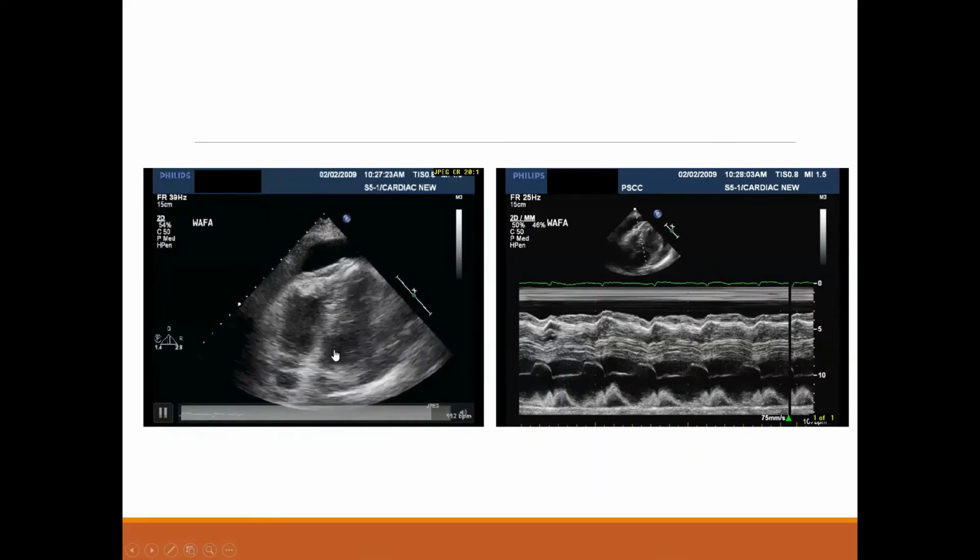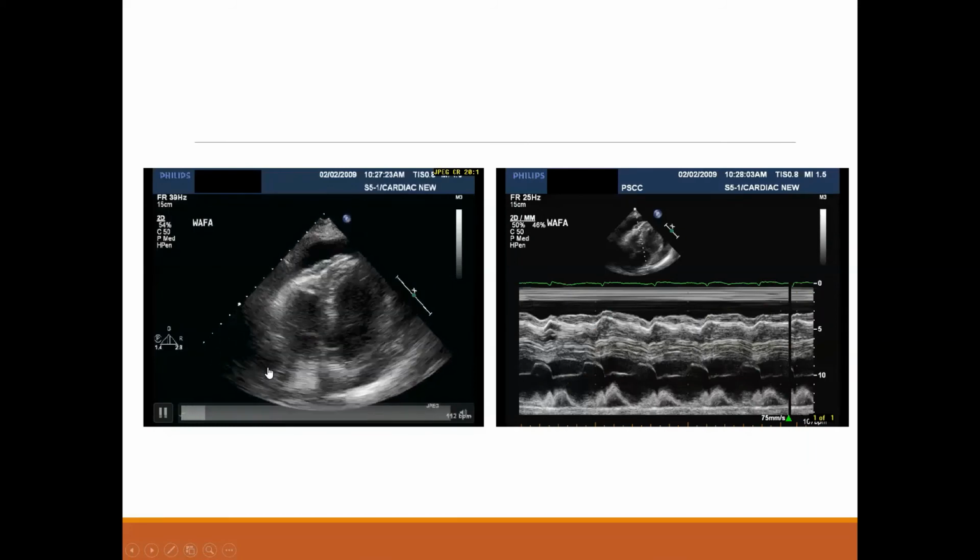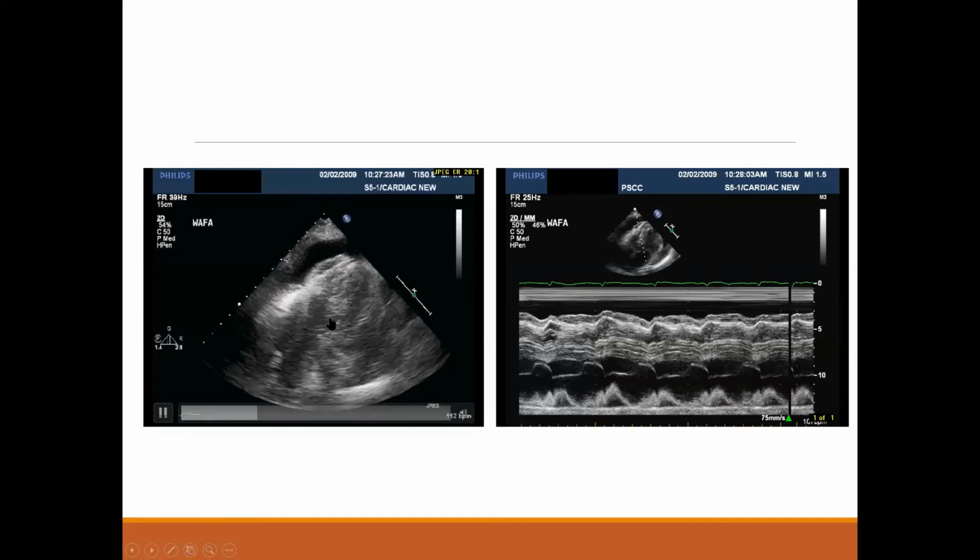The image is not good, I agree. But this is a low parasternal 4 chamber view, exactly. A little bit, and we see the pericardial effusion here. Yes, this is pericardial effusion.